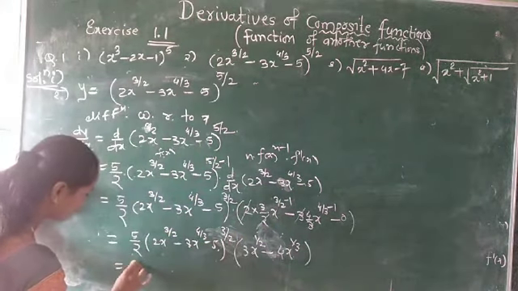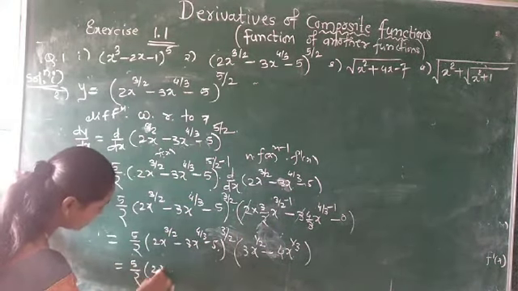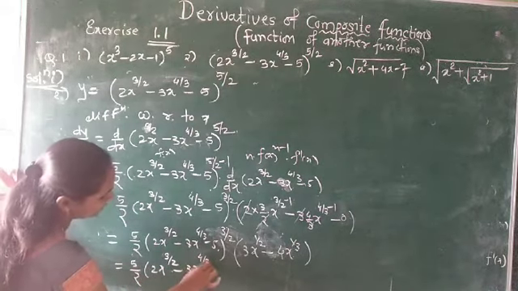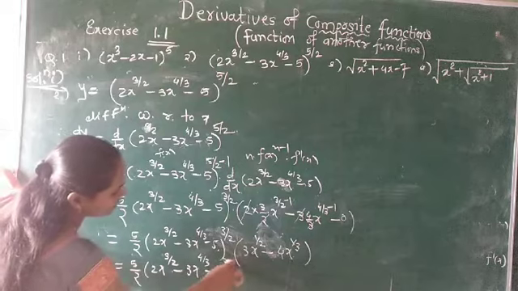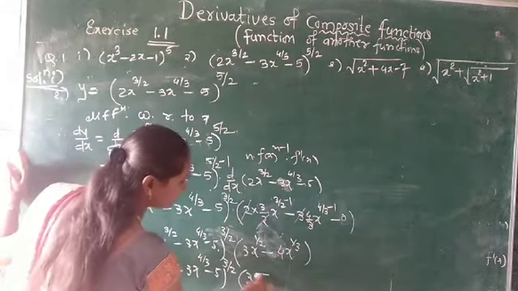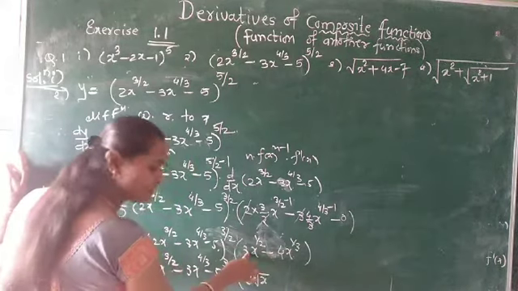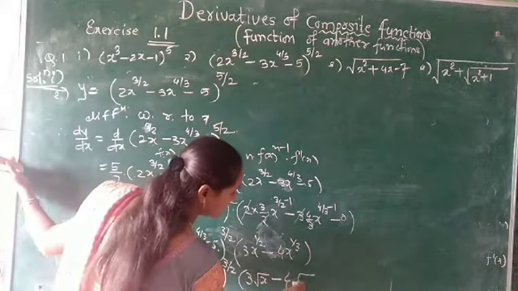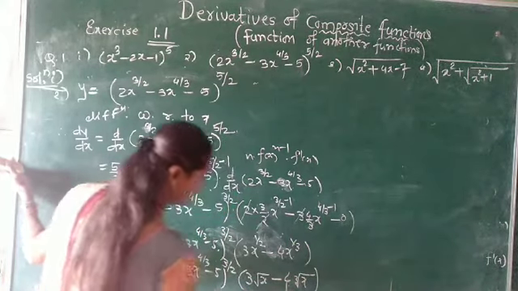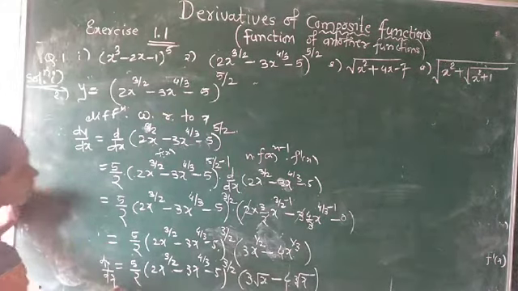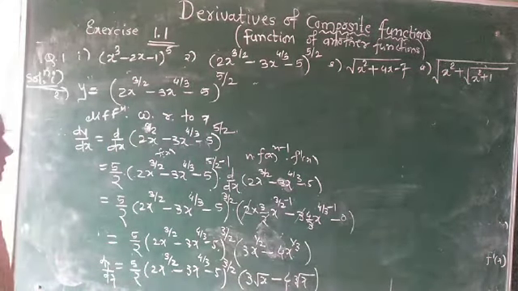So by simplifying we write 2x raised to 3 by 2 minus 3x raised to 4 by 3 minus 5 raised to 3 by 2 times, now this 3x raised to half means root x, minus 4x raised to 1 by 3, that means cube root x. That is our dy upon dx.